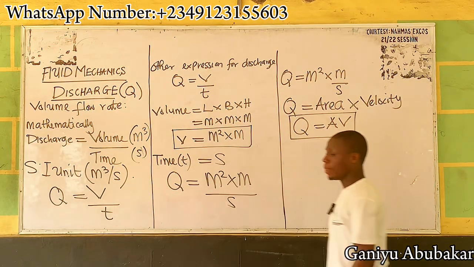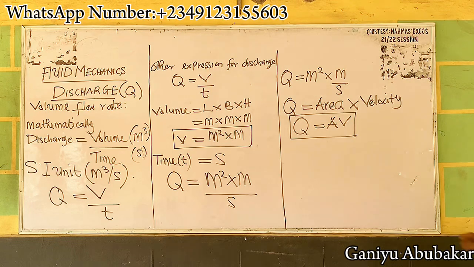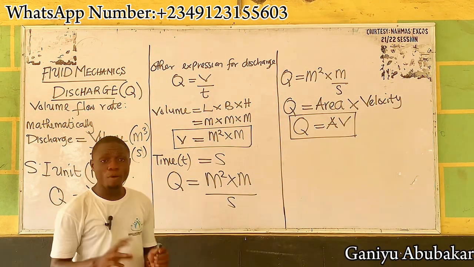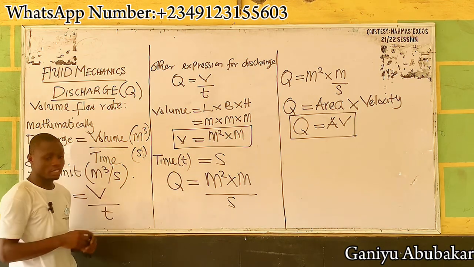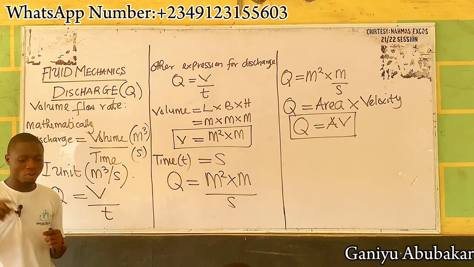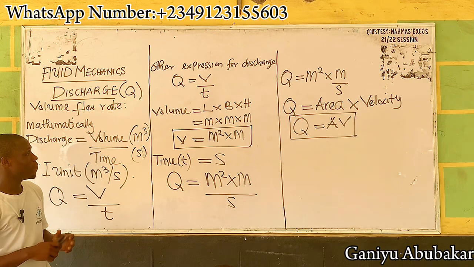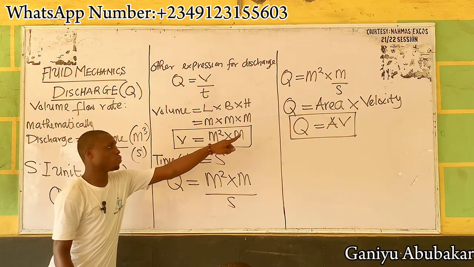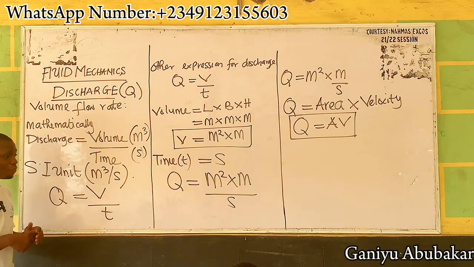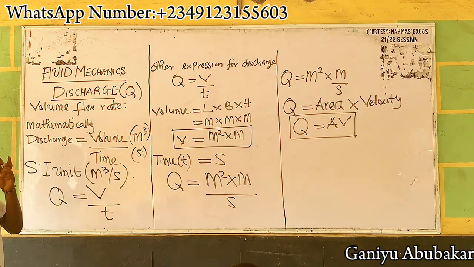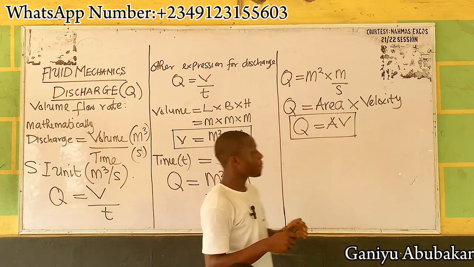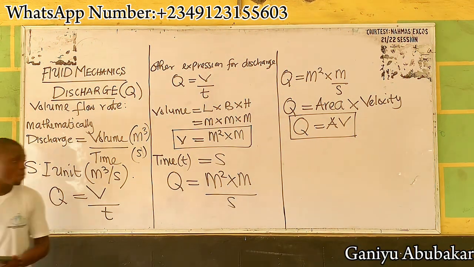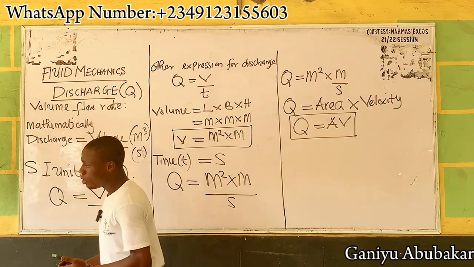Let's proceed. We'll look at one past question to solve this. So this has two expressions: V over T, or area times velocity. That's it, please.